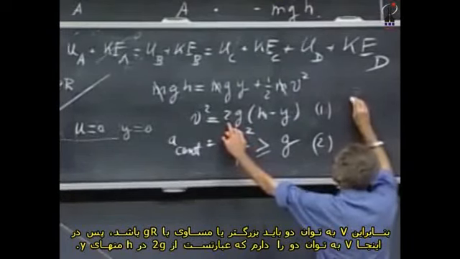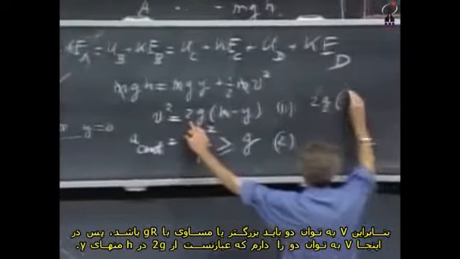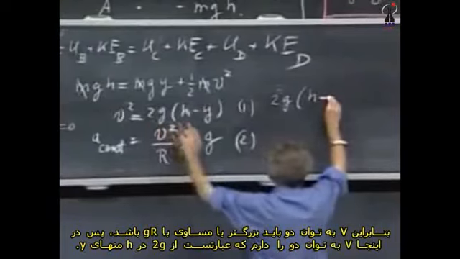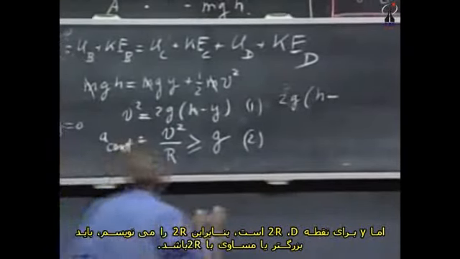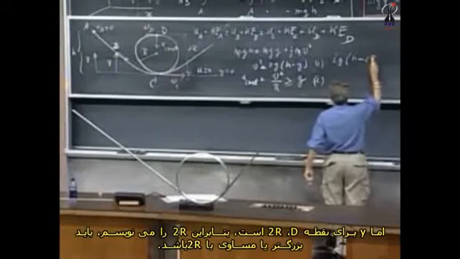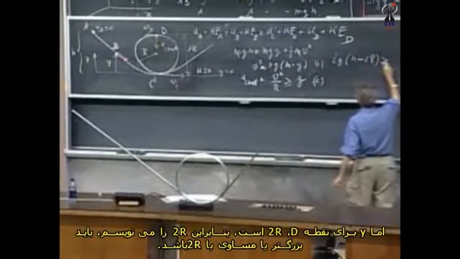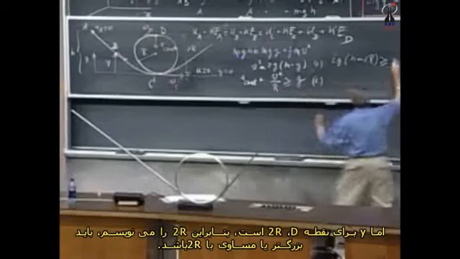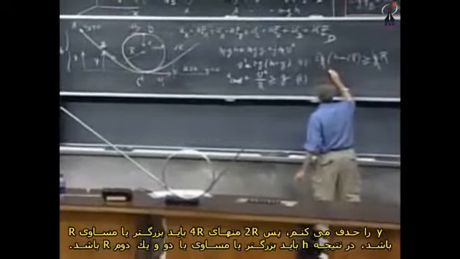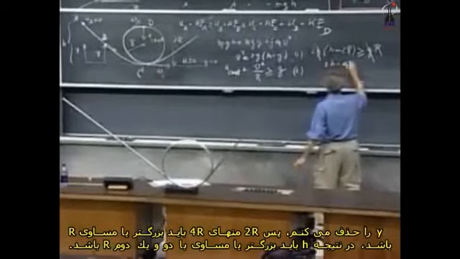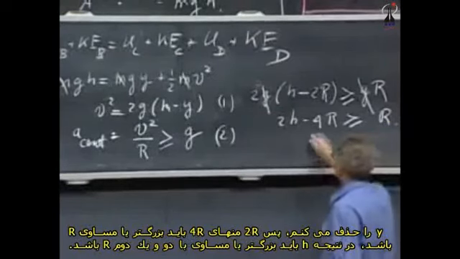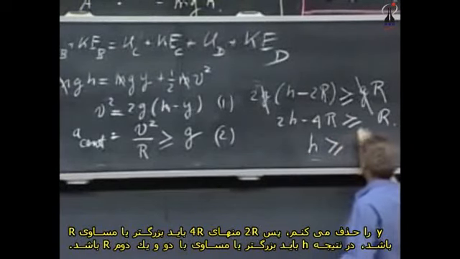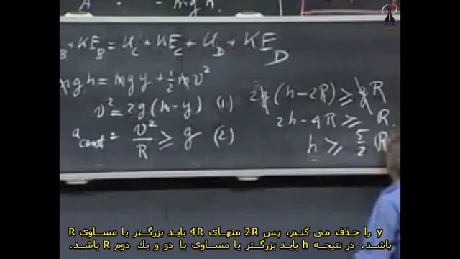So I have here v squared, which is 2g times (h minus y). But y for that point D is 2r. So I put in a 2r. Must be larger or equal to gr. I lose my g. So 2h minus 4r must be larger or equal to r. So h must be larger or equal to 2.5r.